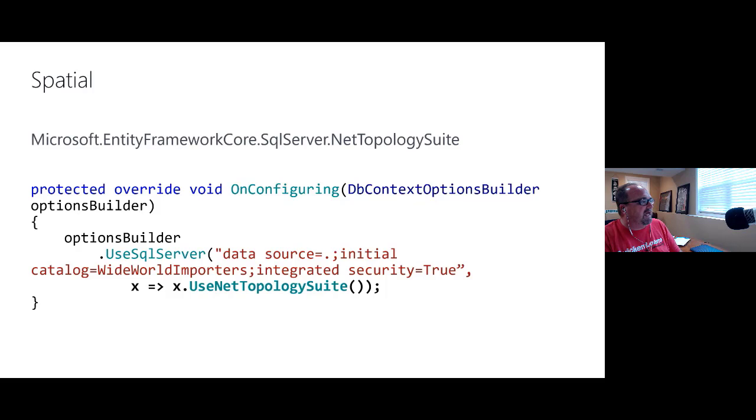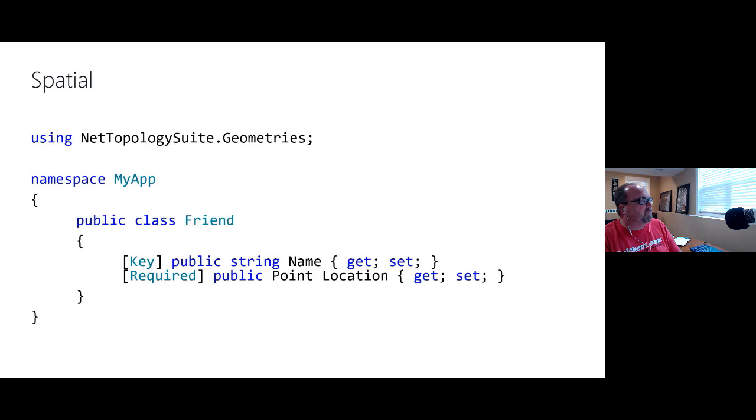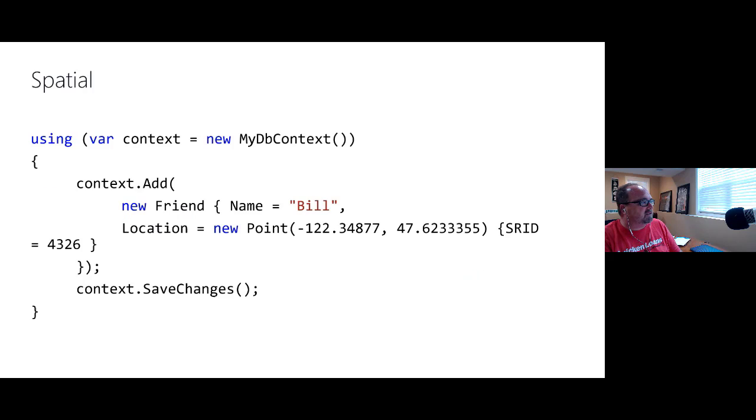You just do the UseNetTopologySuite. And we have this friend entity, and this friend entity has a property in here called point, and that's going to be the location. So it's the location of where that friend exists.